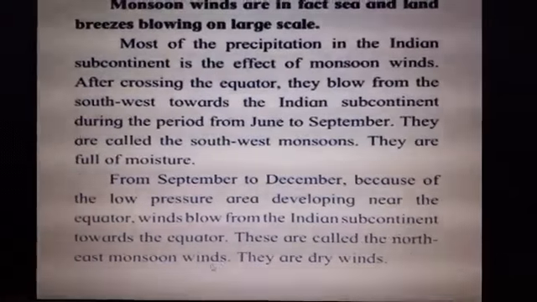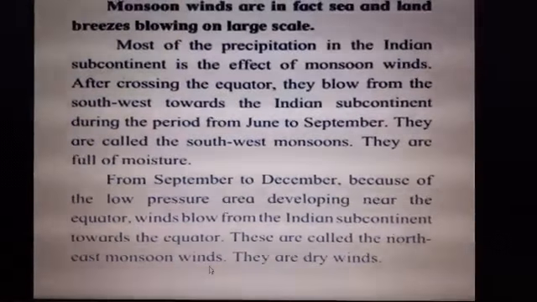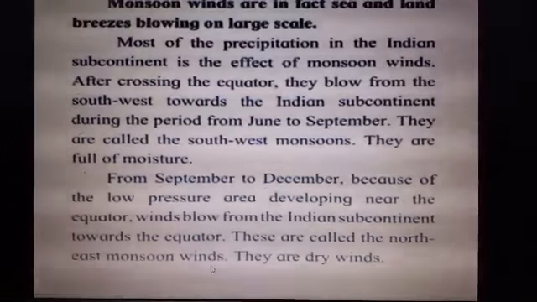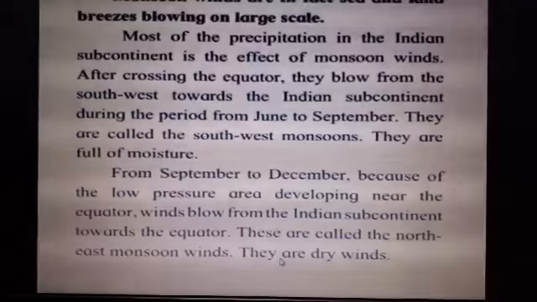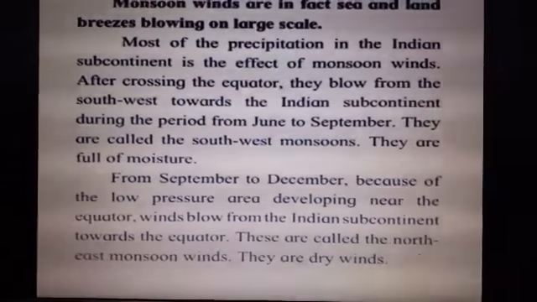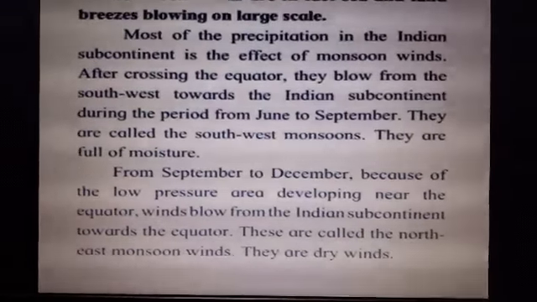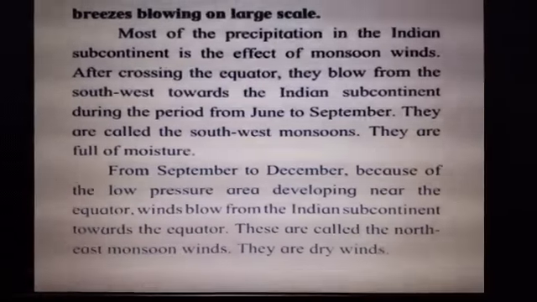These are called the northeast monsoon winds. So these winds are which winds? Northeast monsoon winds, and they are the dry winds. They are not the moisture winds. They do not have the moisture in them. So that is why they are called the dry winds.